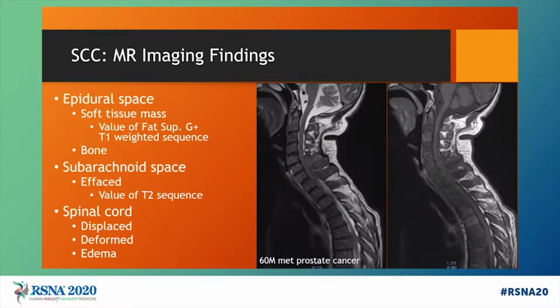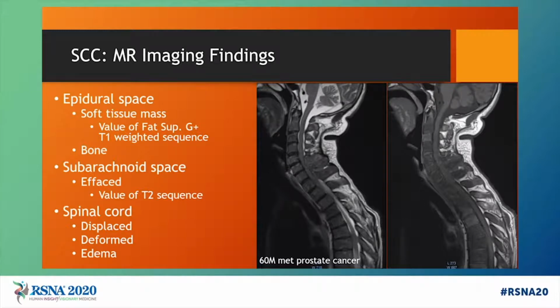The epidural space is elegantly evaluated, particularly on fluid-sensitive sequences and on contrast-enhanced sequences. We can see the subarachnoid space as well, and we utilize the T2 sequence or fluid-sensitive sequence to look at the subarachnoid space. And lastly, MRI is excellent for identifying lesions within the spinal cord, for identifying spinal cord displacement and deformity, and for looking at spinal cord edema.